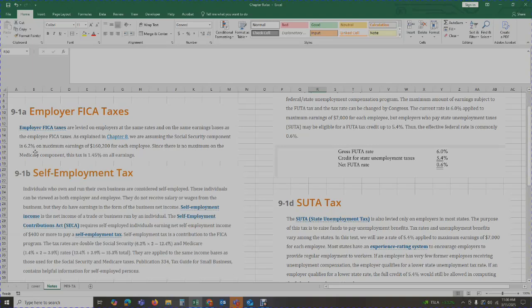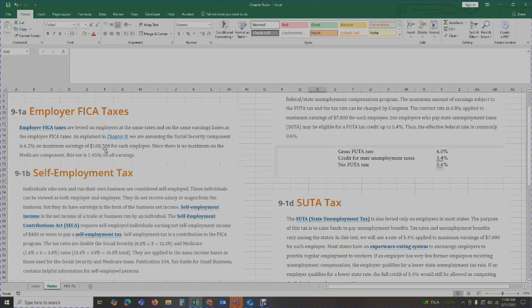Now, for our textbook illustrations, the data that is given to us that we're going to be using is a rate of 6.2% on a maximum earnings of $160,200 for each employee. What does that mean? That means that an employee is going to pay 6.2% of taxes on the first $160,200 of earnings. If an employee makes more than $160,200, anything above that threshold, above that cap, will not be taxed anymore. So the employee and the employer will only pay taxes of 6.2% on the first $160,200.